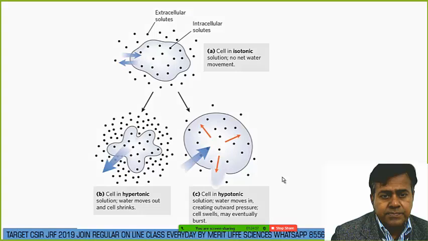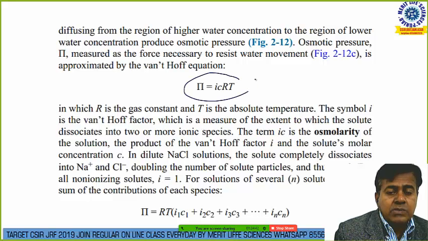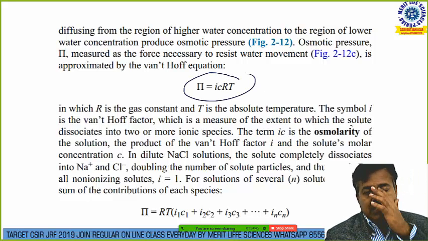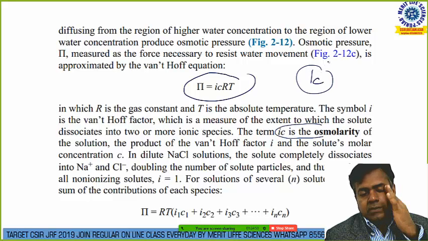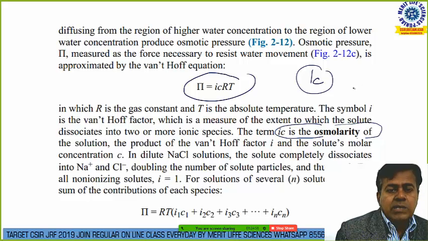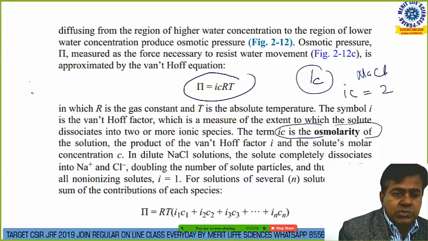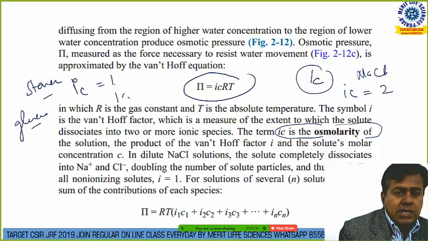So I can give you the formula, that is pi equals iC/RT. So iC is exactly the term. iC is together, this is not separate. I wrote it wrongly here. iC means the osmolarity of the solution. This is going to be decided. i means the ionization factor, right? If I am using NaCl, what will be the i? i will be 2. If I am using starch, i will be 1. If I am using glucose, i will also be 1.